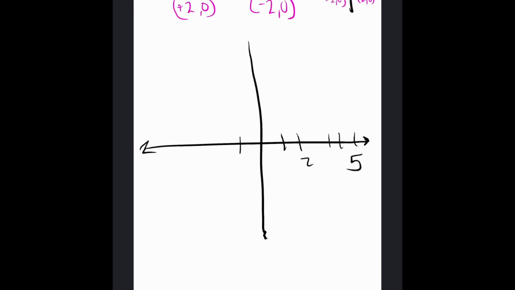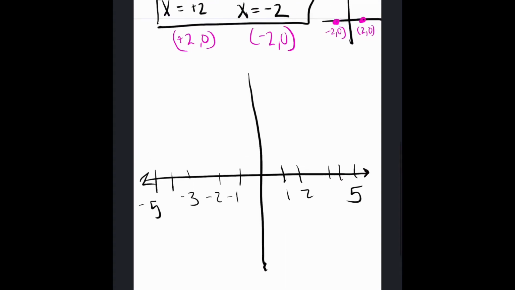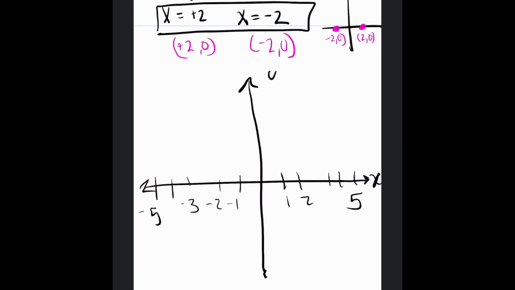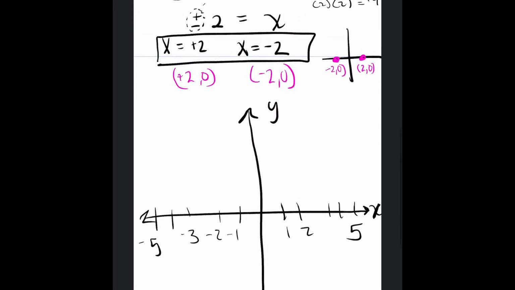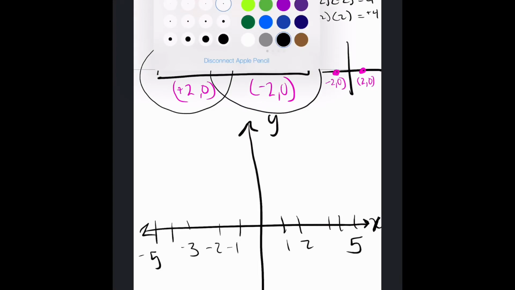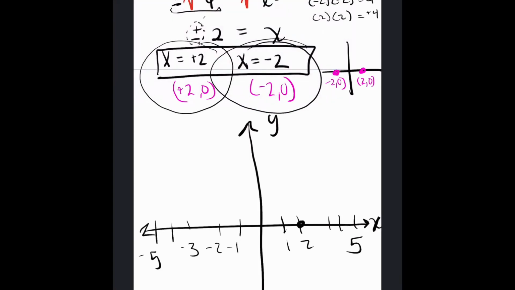Ooh, this is really ugly. And then, okay, so I did my x-axis. Please ignore how ugly this is. And my y-axis. So my x-intercepts were positive 2 and negative 2. So I'm going to go ahead and plot those points there. So positive 2 and negative 2. And those were 2, 0, negative 2, 0.